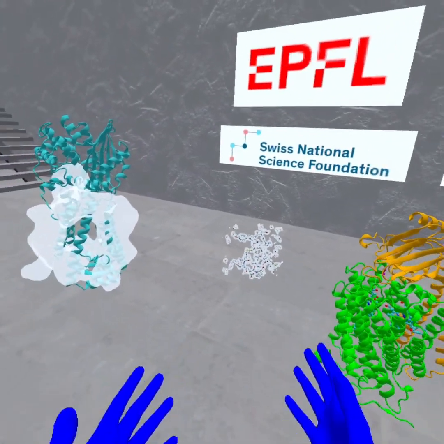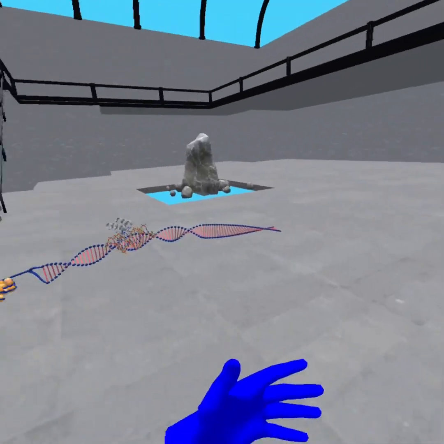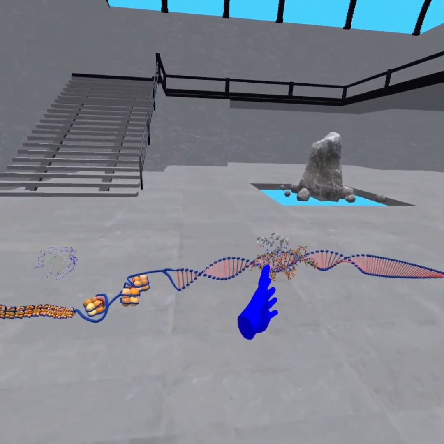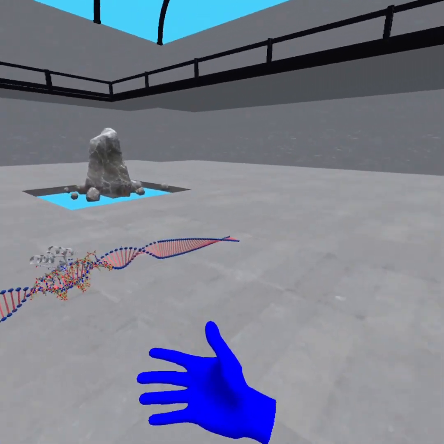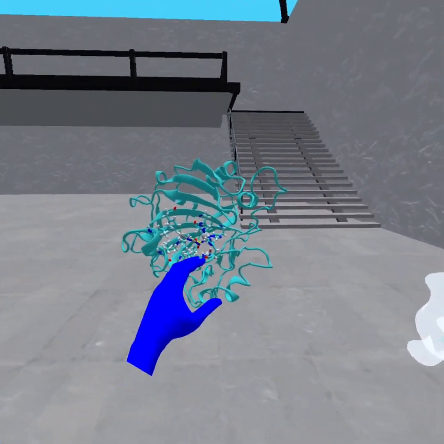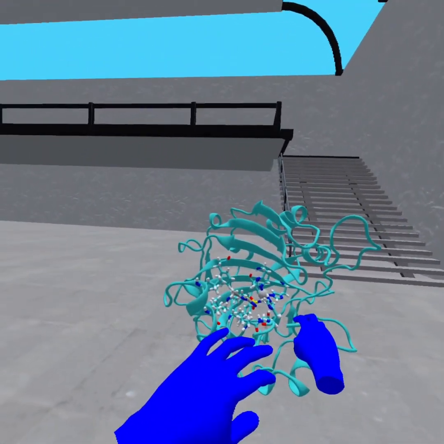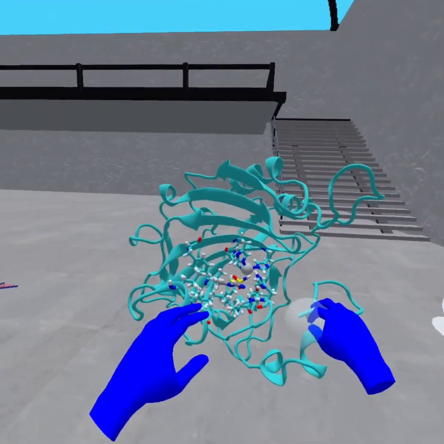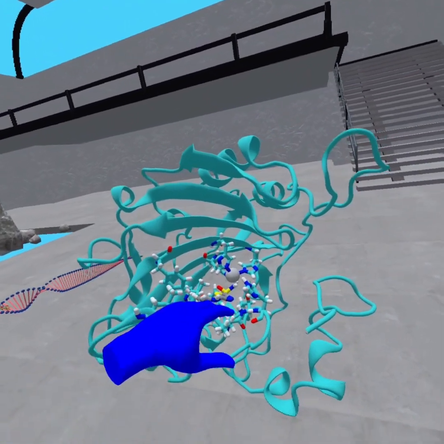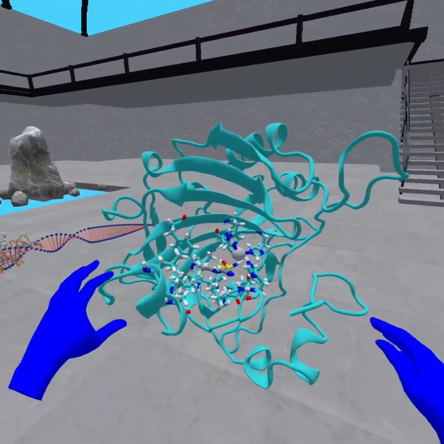Why is it important to know the structures of proteins? Well, first, because we can understand how they work, how proteins bind to DNA, for example, to read the genetic information. And another reason, a very important reason, is because if we know the structure of a protein, we can also design drugs that will modulate the activity of the protein.